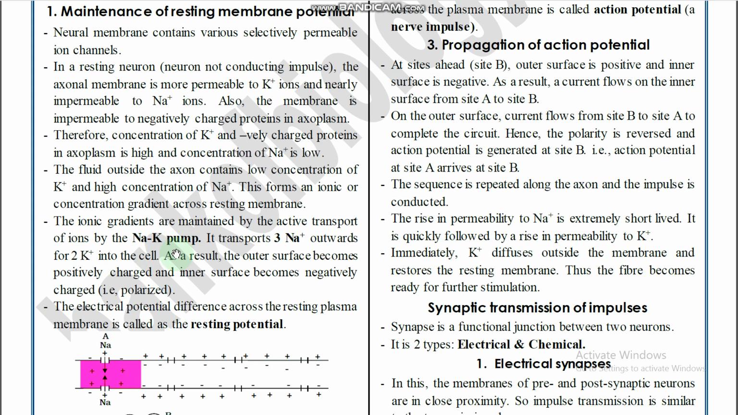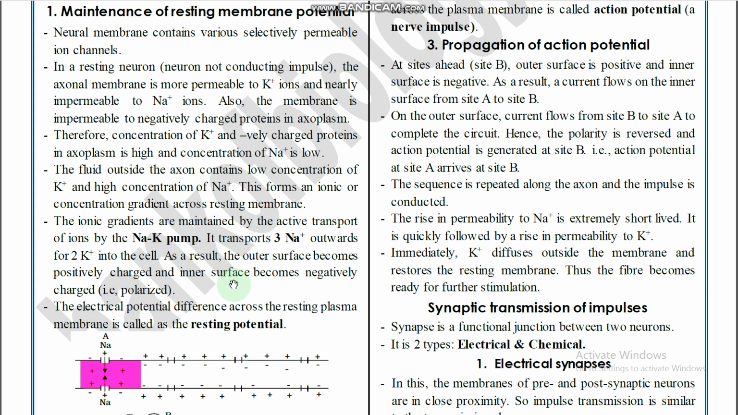By the sodium potassium pump, inside potassium concentration increases and outside sodium concentration increases. Clear? Right. As a result, the outer surface becomes positively charged and the inner surface becomes negatively charged. So the sodium potassium pump works. Based on that, inside there is more potassium and more negatively charged proteins, and outside there is low potassium and more sodium. So that is it.